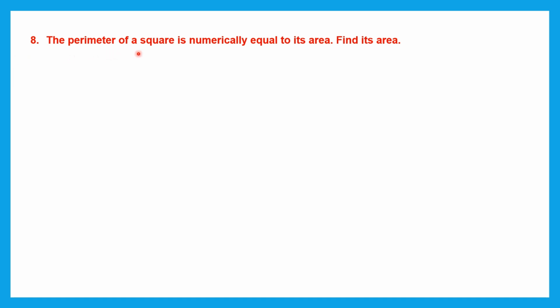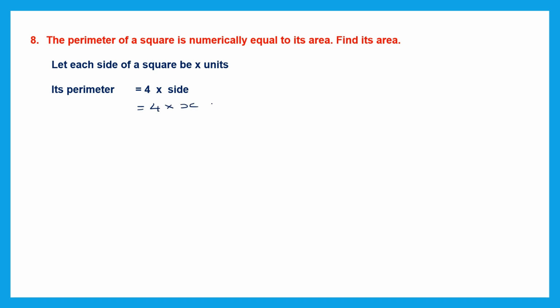Question 8. The perimeter of a square is numerically equal to its area. So find its area. So let each side of a square be x units. We have not been given the units, so let's call it just x units. So each side is x units. That means the perimeter is 4 into side. That will be 4 into x, which is 4x. So the perimeter is 4x units.